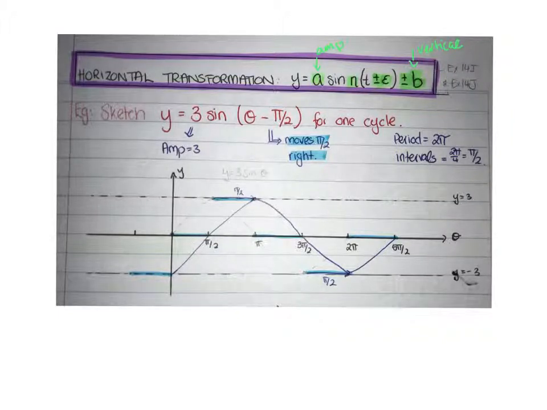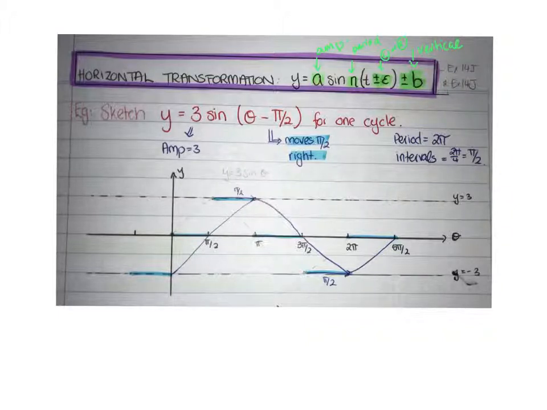And we know that the number in front of the angle will affect the period, so how quick it turns. Now we're going to do this extra bit, and this is going to move the graph left or right, so it's horizontal transformation. So if you look at this first question, sketch 3 sine(theta minus pi on 2) for one cycle.